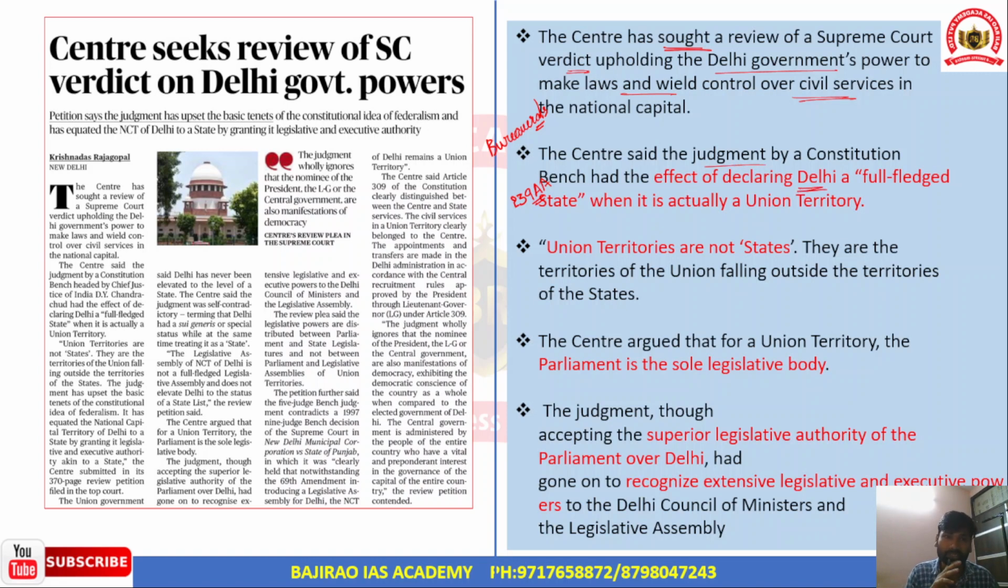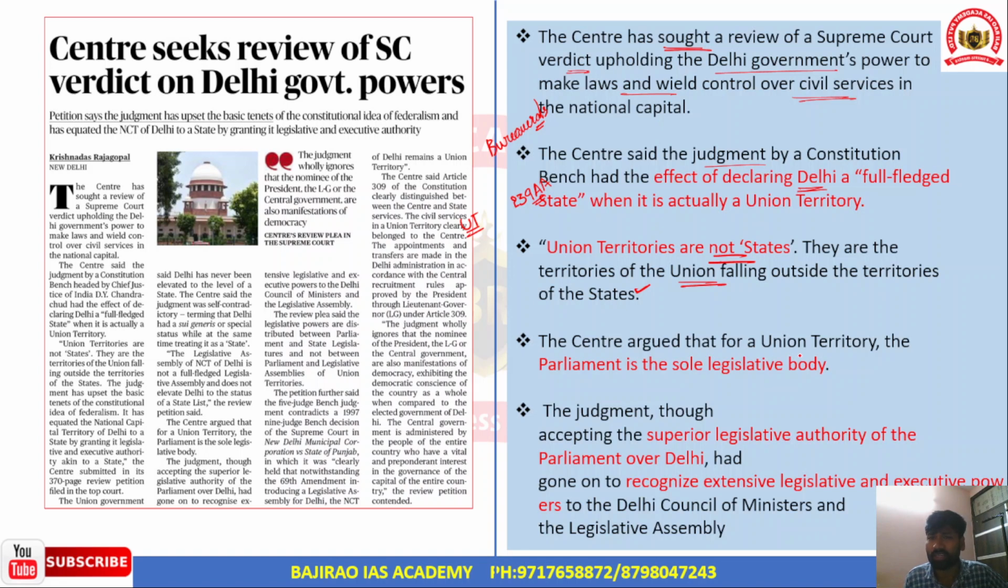So the judgment delivered by the Supreme Court has the effect of treating Delhi as a full-fledged state, but it did not recognize Delhi as a union territory. However, the center says that union territories are not states; they are territories of the union, and they fall outside the territory of states. The center's argument is that union territories are actually territories of the center, and they fall outside the jurisdiction of states.